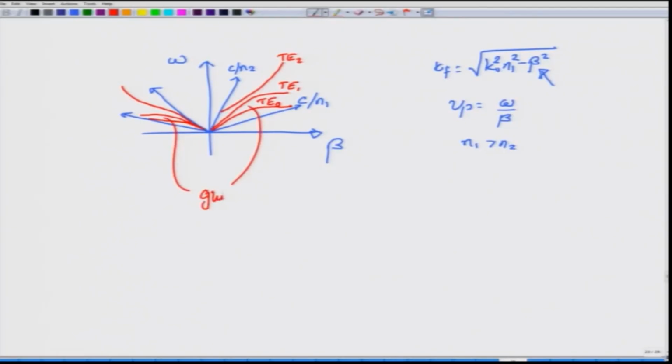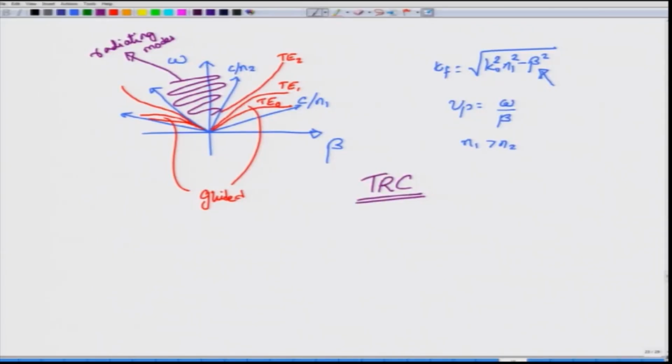This is called the guided region, and the region outside this cone like structure, where the modes do not take up any value of the combination of omega and beta, is where the modes are actually radiating. So, these are called radiating modes. This is the region where we have guided modes, this is the region where you have radiating modes, and all this information can be obtained by solving the corresponding transverse resonance condition.